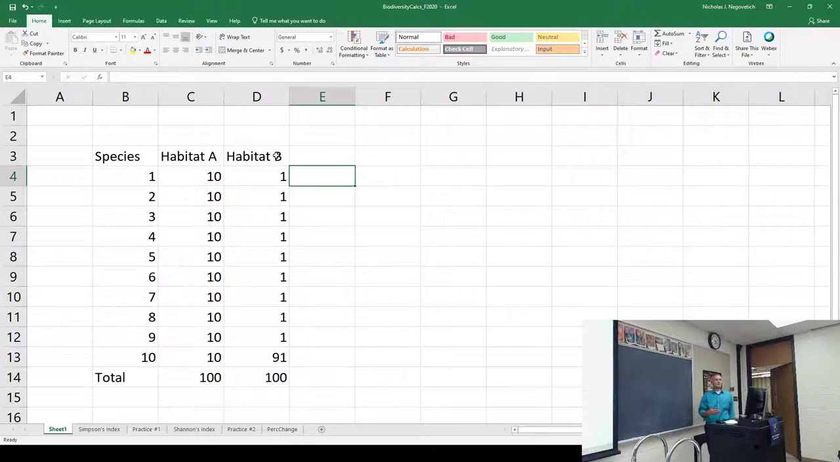Would you consider this community homogeneous or heterogeneous? Habitat A. Heterogeneous. All right, so heterogeneous is like the uncertainty, the randomness. If I go in and look at habitat A, they're all just randomly distributed. Even though we have a high degree of evenness, meaning even distribution of individuals across the species, when we look at it, it looks very heterogeneous. It looks very mixed and random.